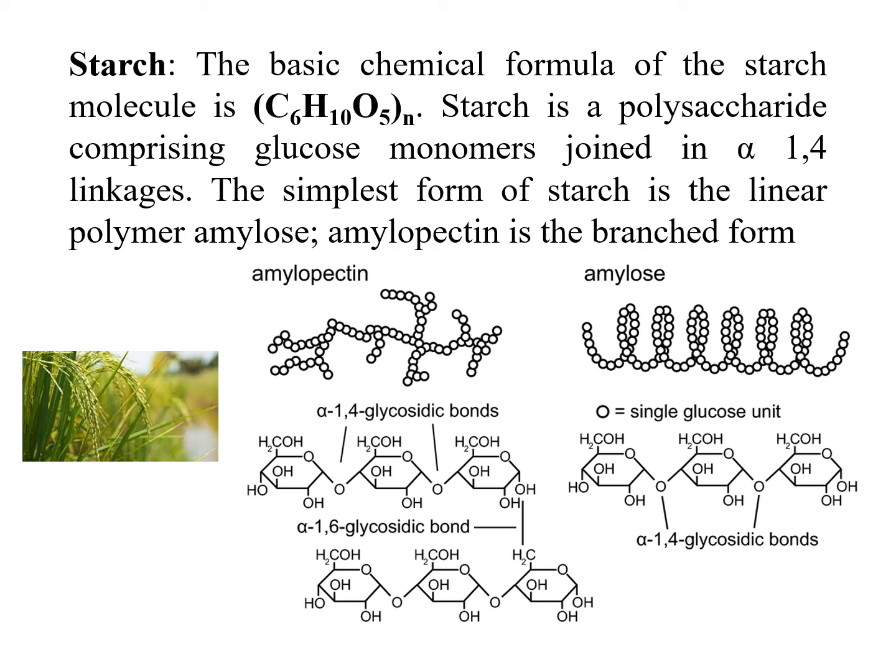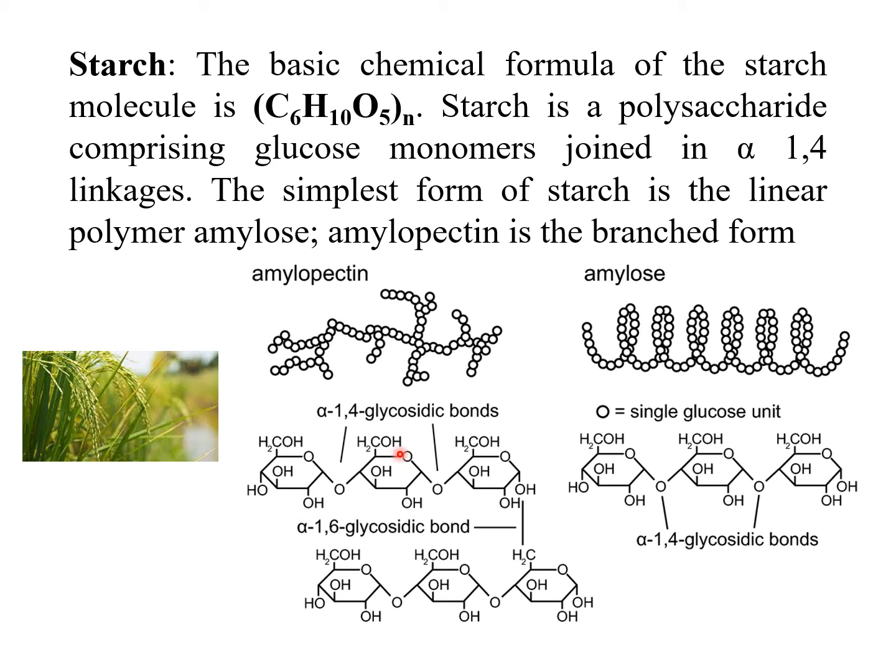The basic chemical formula is C6H10O5, and starch is a polysaccharide composed of glucose monomers joined in alpha 1,4 linkage. The simplest forms of starch are the linear polymer amylose and amylopectin. This is the structure of amylose, which is a linear form, and amylopectin, where you can see a lot of branching. All this combined forms the starch.